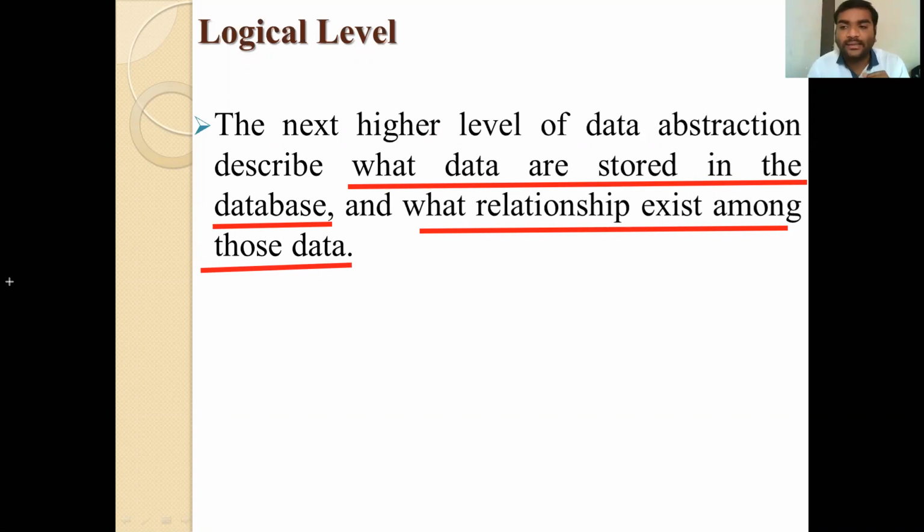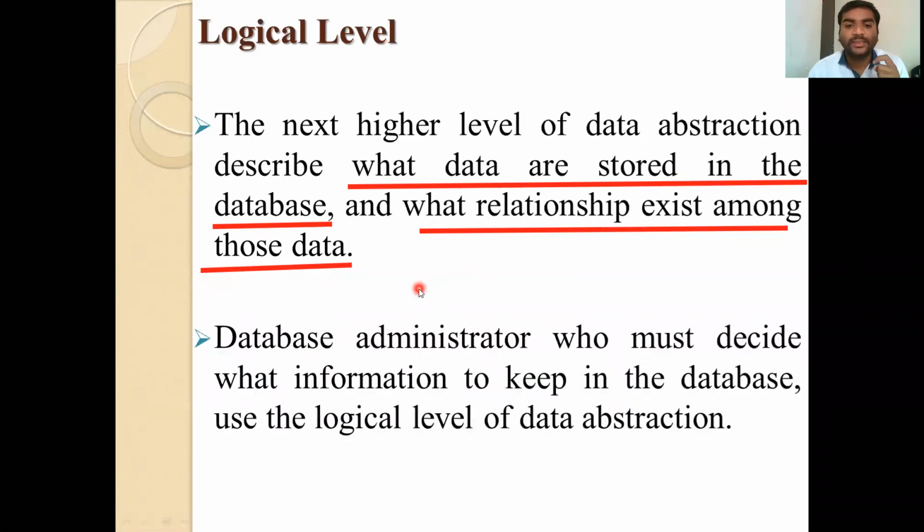It is the next higher level of data abstraction, but it describes what data are stored in the database and what relationships exist among those data. The physical level describes how the data are stored, and the logical level describes what type of data are stored in your database and what relationships exist among those data. So that is the difference between the physical level and the logical level.